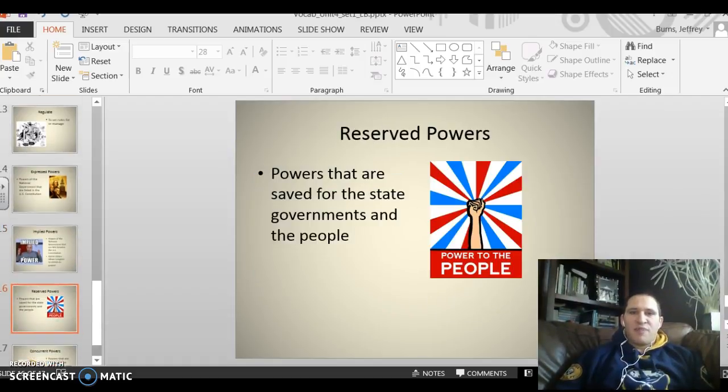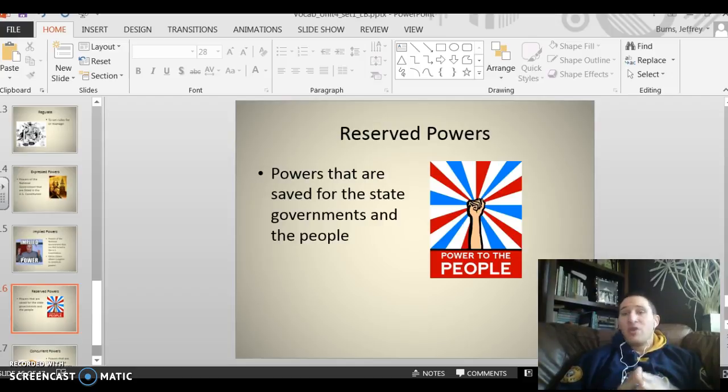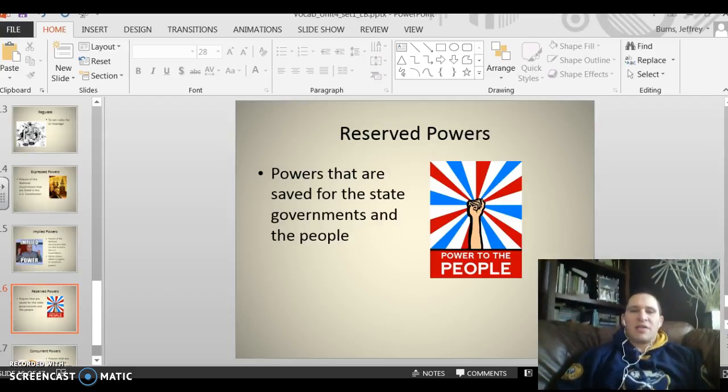All right, the next is reserve powers. This is the 10th Amendment. These are powers that are saved or reserved or given to the states and the people. These are powers that the national government doesn't really play too much of a role in, although over the course of the last few decades, Congress has gotten more and more involved in some of these reserve powers, and the states aren't happy about it.